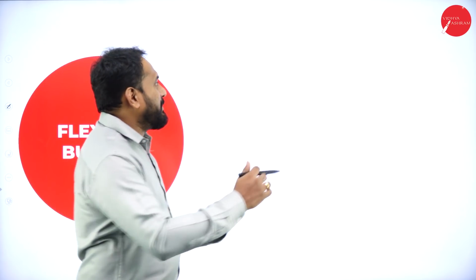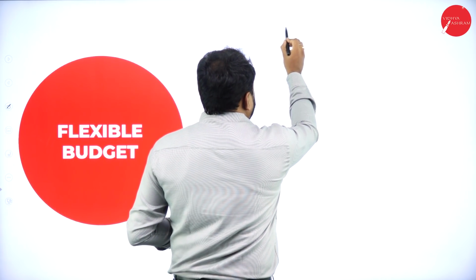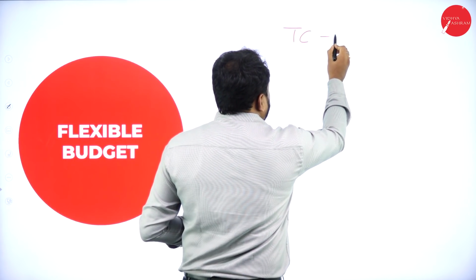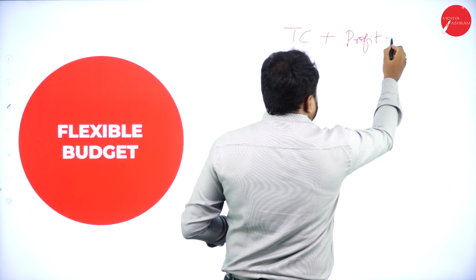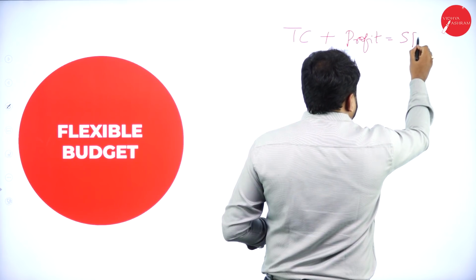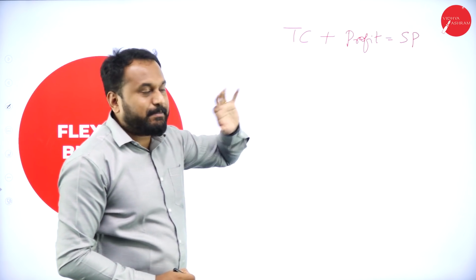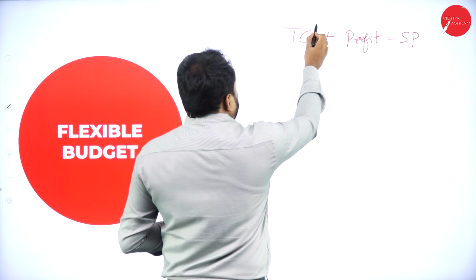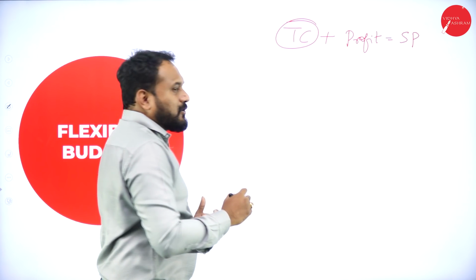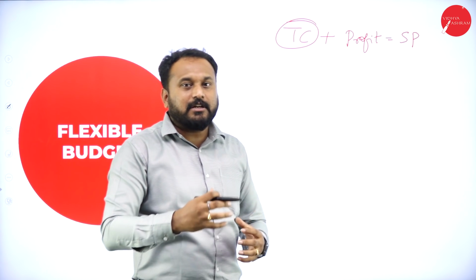The first one: to prepare a flexible budget, one should always know that total cost plus profit is equal to selling price. What is it? Total cost plus profit is equal to selling price. When we go with this equation, please understand, what do you mean by total cost? Total cost means the cost incurred to manufacture a product.